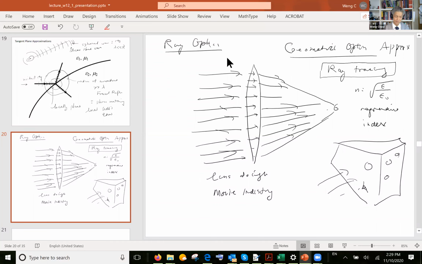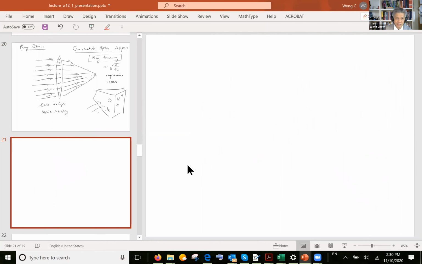Okay, any questions? I have a question on terminology. What is the difference between geometric optics and physical optics? Oh, okay, that is a very deep question, because geometrical optics just assumes ray tracing. Everything has been treated like a ray. Okay, physical optics is something else.